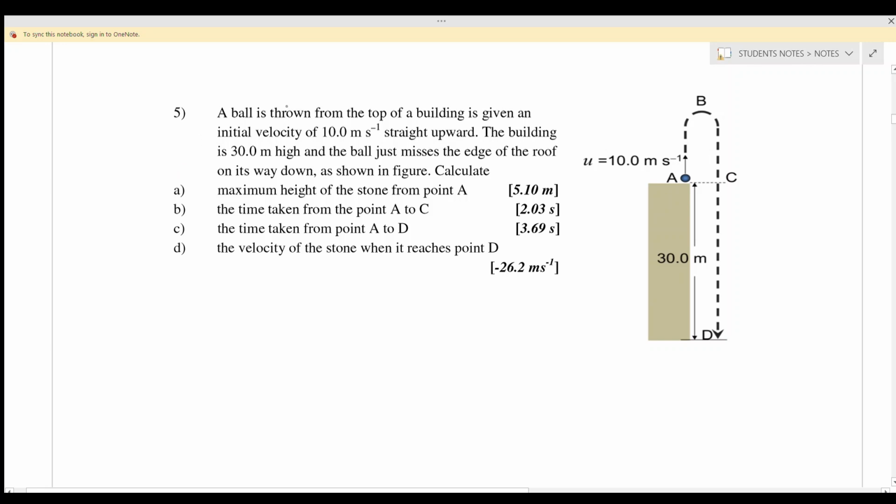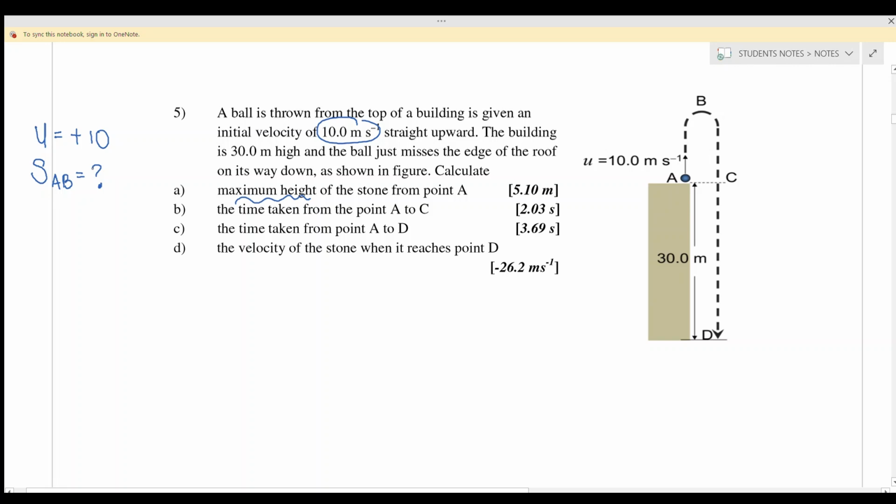So a ball is thrown from the top of the building, given an initial velocity. So our initial velocity equals positive 10. The building is 30 meters high, and the ball just missed the edge of the roof on its way down. Calculate the maximum height of the stone from point A, meaning that we want to find S, the displacement from A to B.